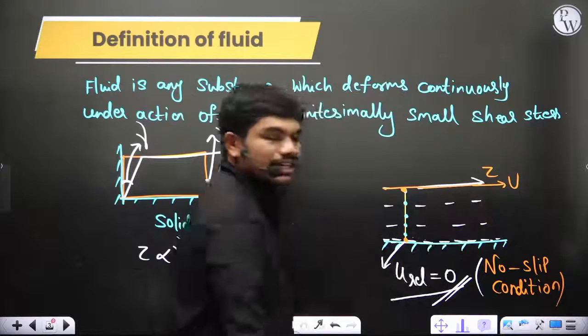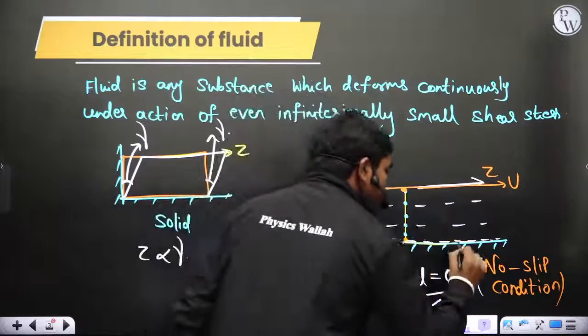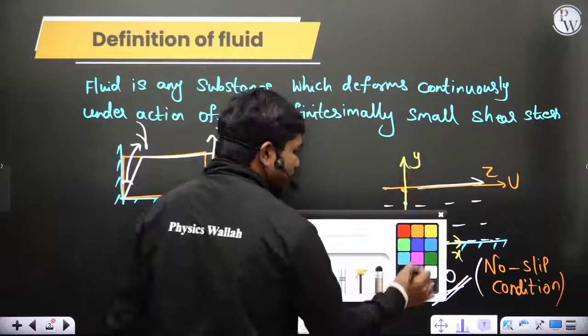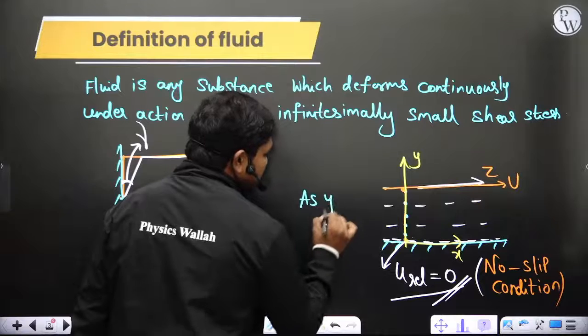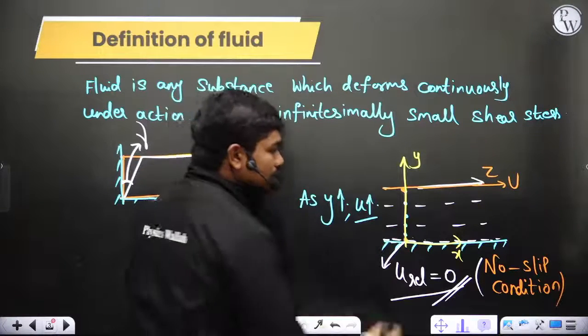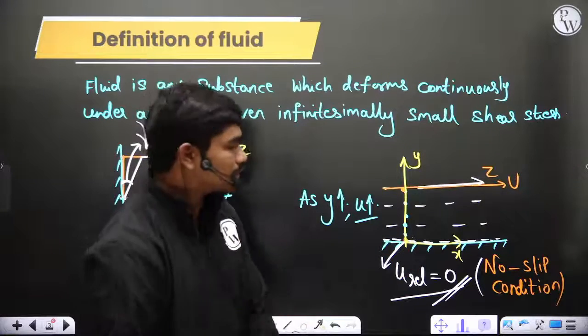will be the same as the plate velocity. That means if I define a coordinate system, with x coordinate and y coordinate, you can understand one thing: as y increases, the velocity of the fluid layers also increases, correct? If I take u as the velocity of any fluid particle, I'm taking a one-dimensional simple case to make you understand.